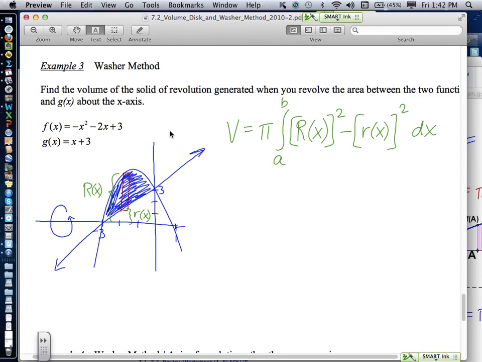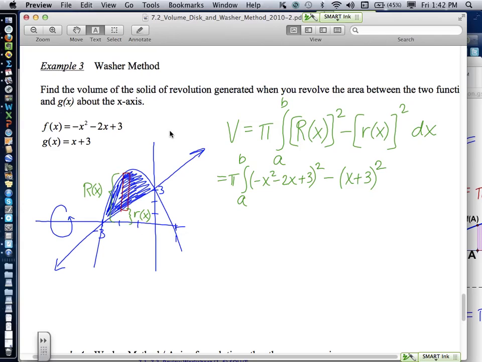Okay? So when we plug that in, this is where it's going to get a little messy when you start to compute these. So our outer radius is negative x squared minus 2x plus 3. That gets squared. And then my inner radius is going to be whatever the y-coordinate is for the linear function. So the inner radius is going to be x plus 3, squared.